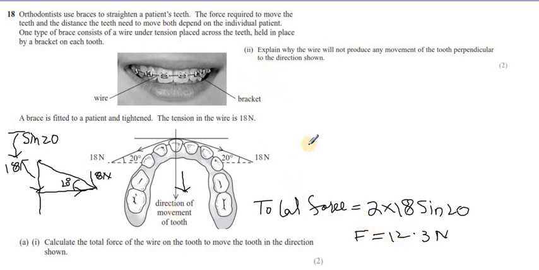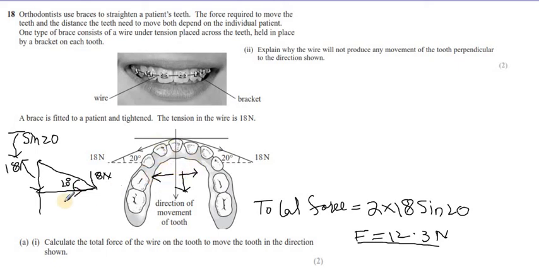Okay, so this is the total force in the downward direction due to these two wires. So this is part A(i). Part A(ii): explain why the wire will not produce any movement of the tooth perpendicular to the direction shown. That means why these wires cannot produce any motion perpendicular to the wire.